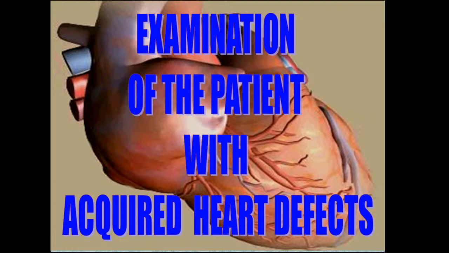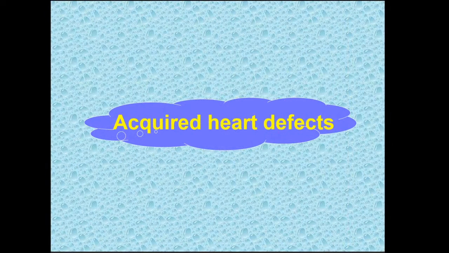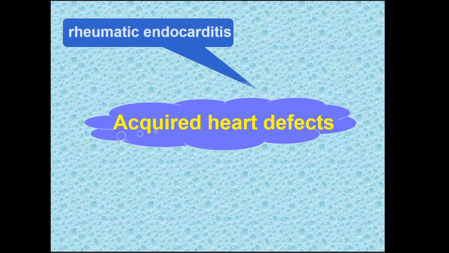Today will be the last lecture of the autumn term of Propedeutics of Internal Medicine, and we will focus on the diagnosis of the patient with acquired heart defect. First of all, I want to remind you, acquired heart defect may be formed after attacks of rheumatism, and more often the cause of acquired heart deformation, acquired heart defect is rheumatic endocarditis.